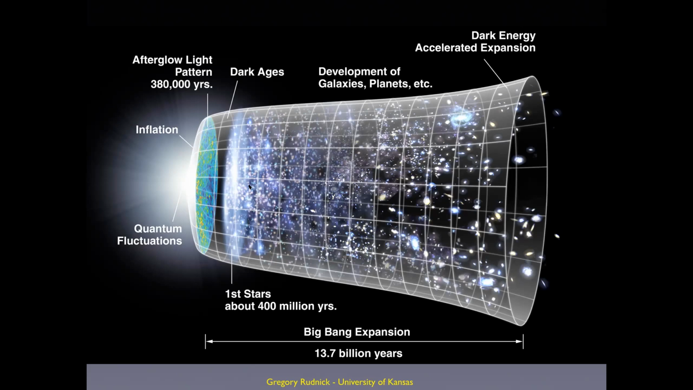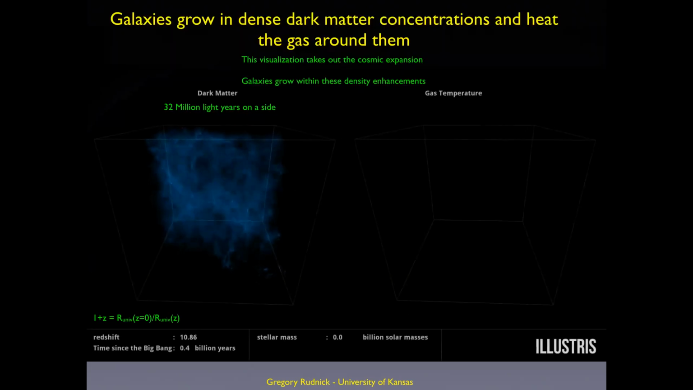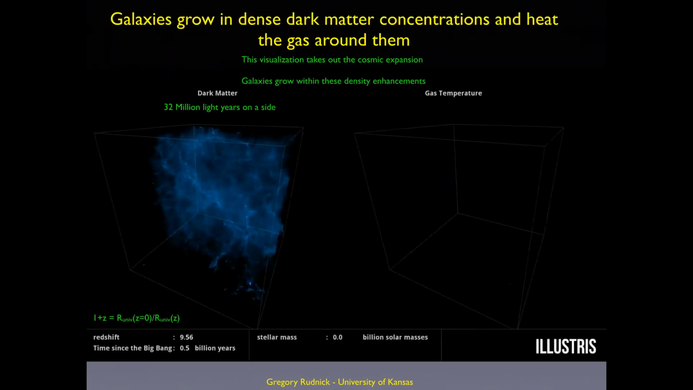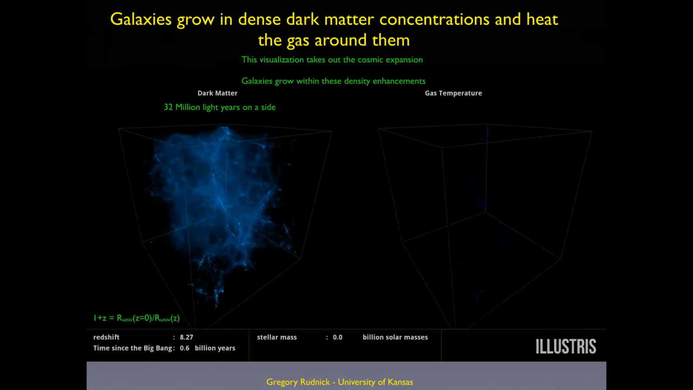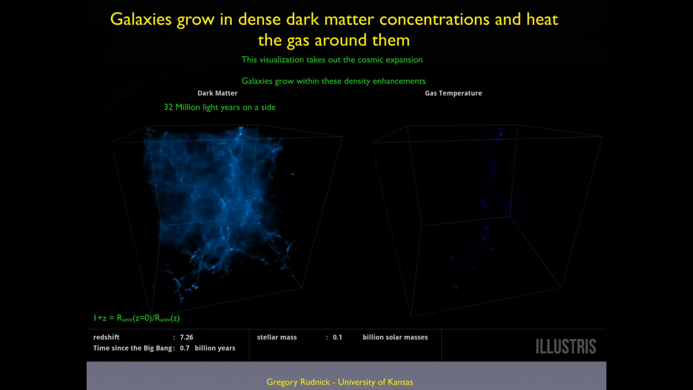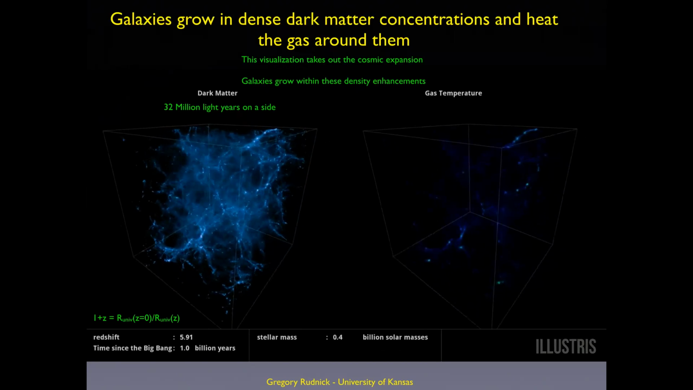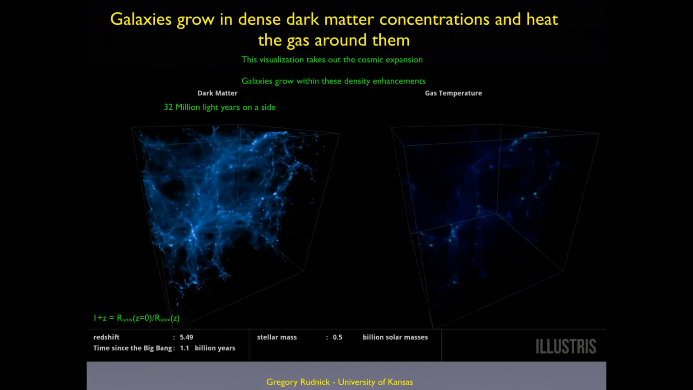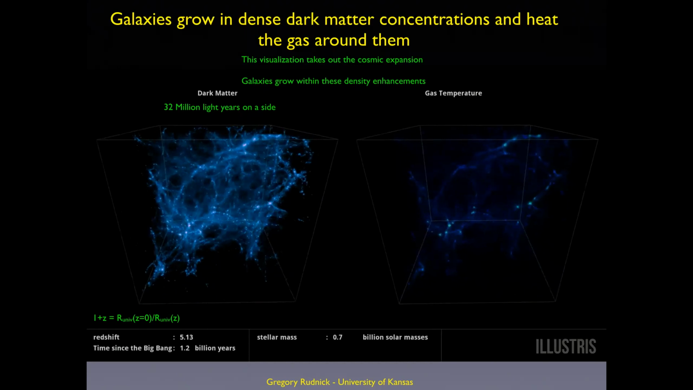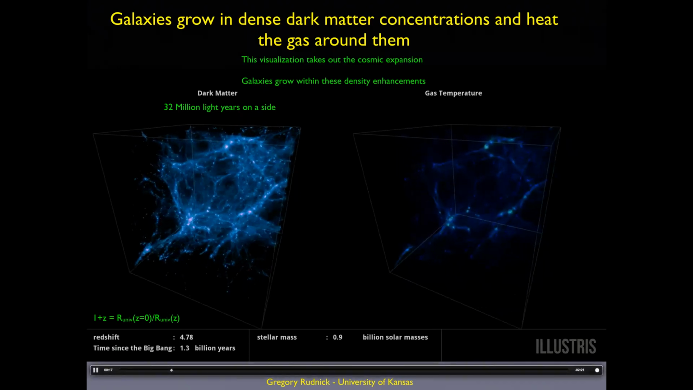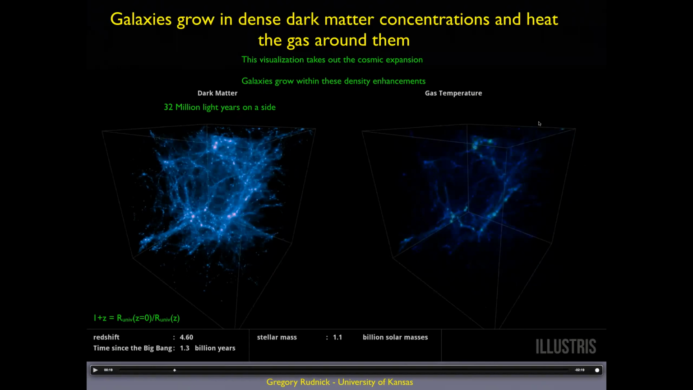So we can have a simulation which shows us how this might have happened. I don't know how this is showing up over Zoom, but on the left-hand panel here, we've got a simulation of what the dark matter in the universe looked like, starting from those very weak perturbations, those weak fluctuations in the early universe, and growing over time. I'm going to pause this for a second and explain some stuff. On the right-hand side, you've got the gas temperature. So red is hotter, blue is cooler.